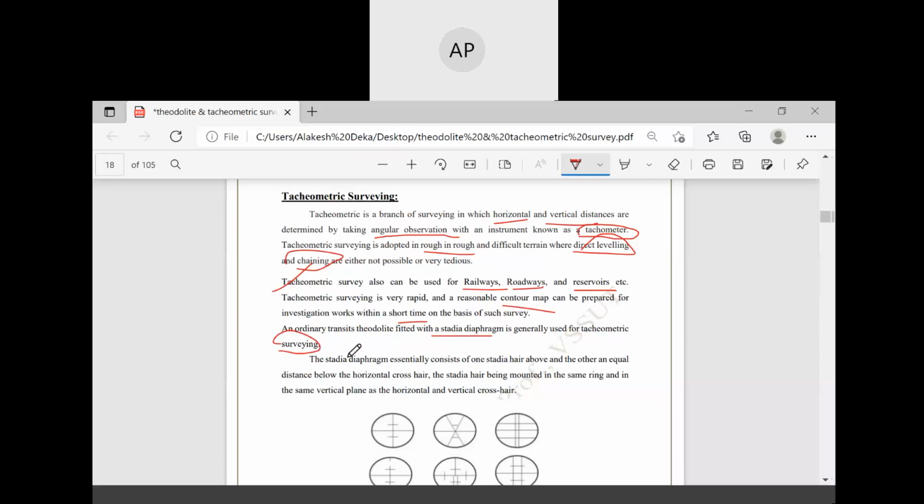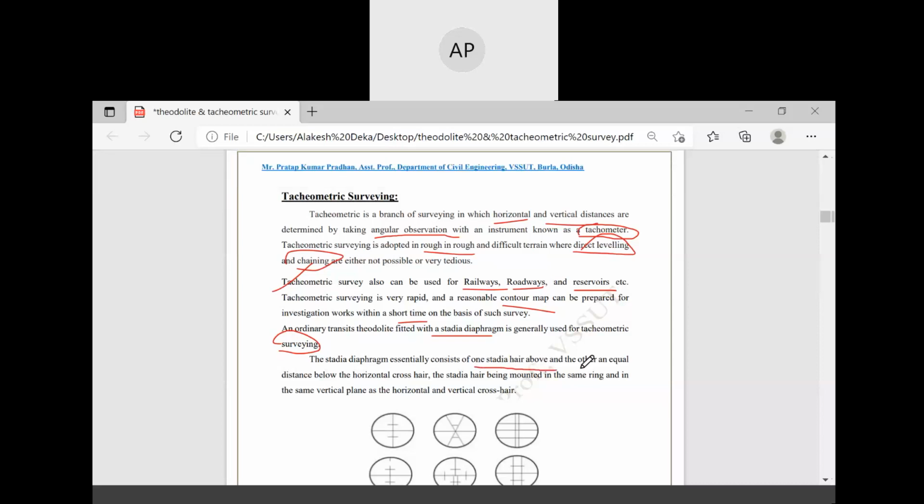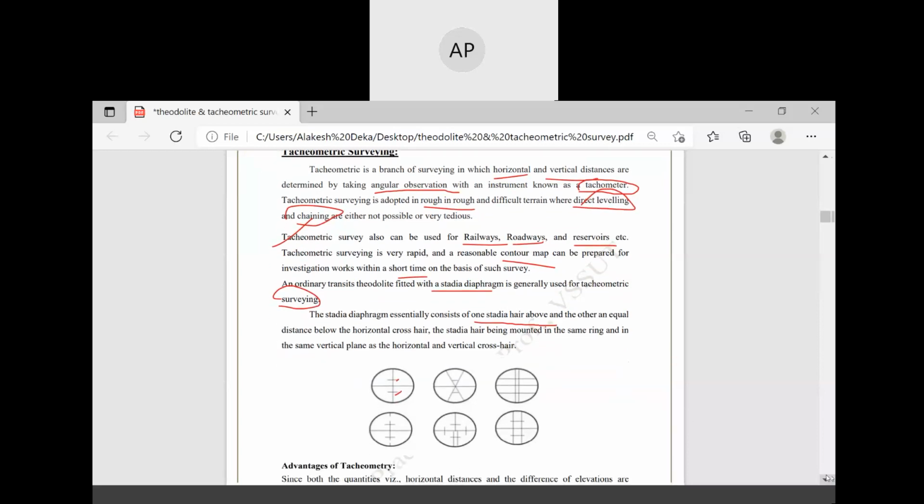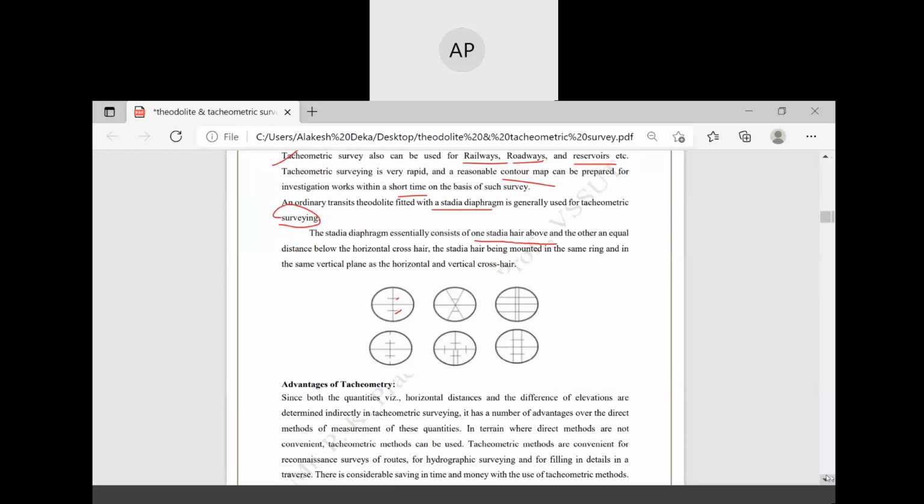The stadia diaphragm essentially consists of one stadia hair above and another at an equal distance just below the horizontal crosshair, both being mounted in the same ring. So these are the stadia hairs and these are the crosshairs.